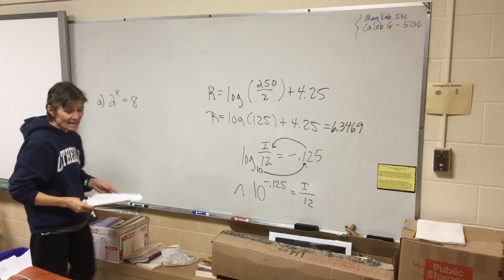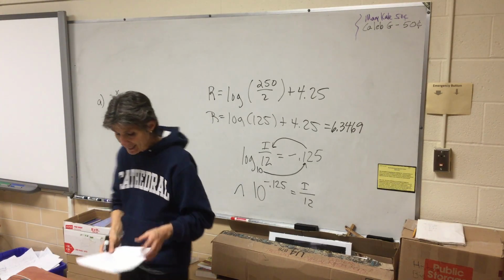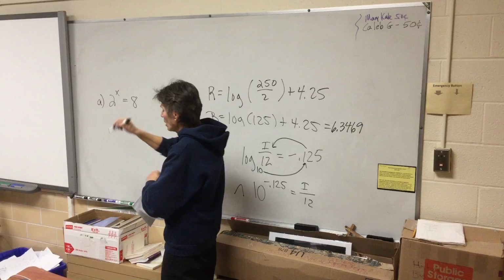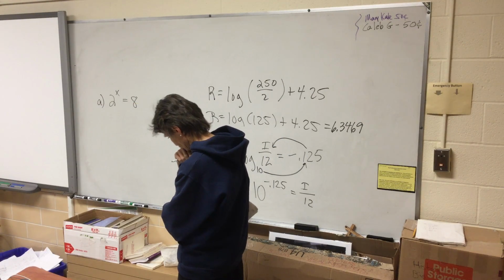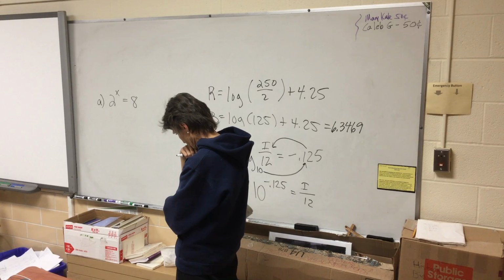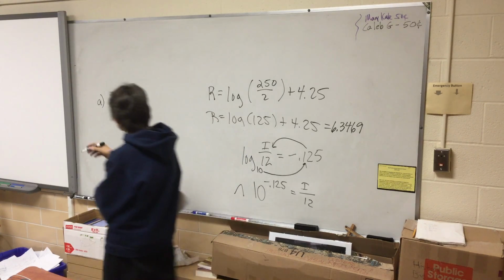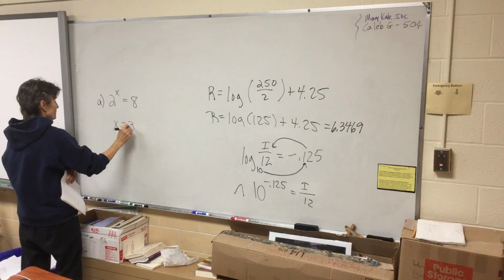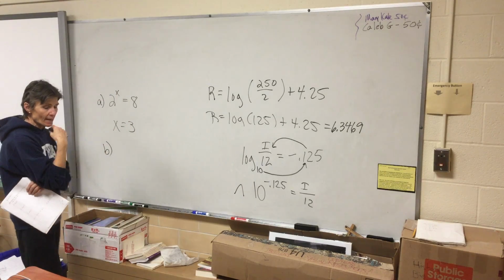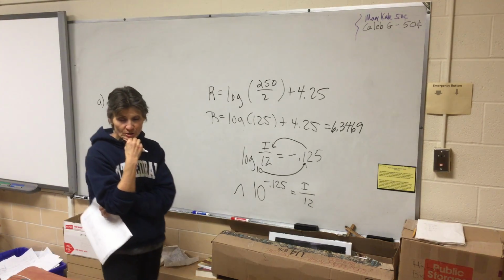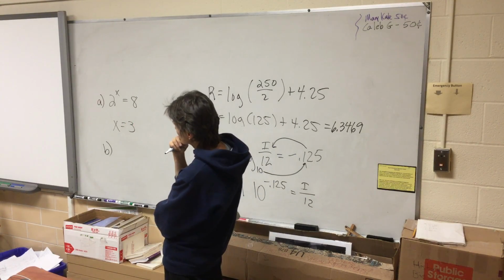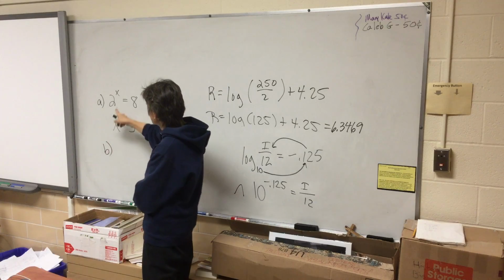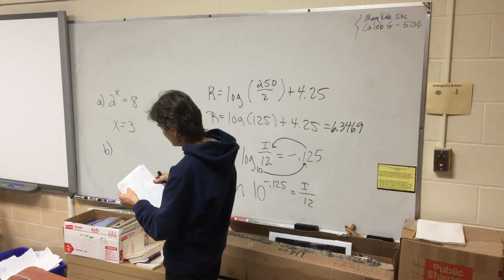There better not be anybody out there who can't tell me the answer to problem A. 2 to what power is 8? 3. Yeah, thank you. So you just write x equals 3. If you are lost right now, it's because you're not paying attention. So I need you to wake up, pay attention. 2 times 2 times 2 is 8. So 2 to the third is 8.